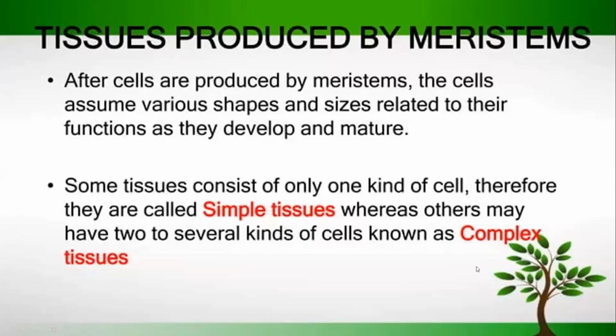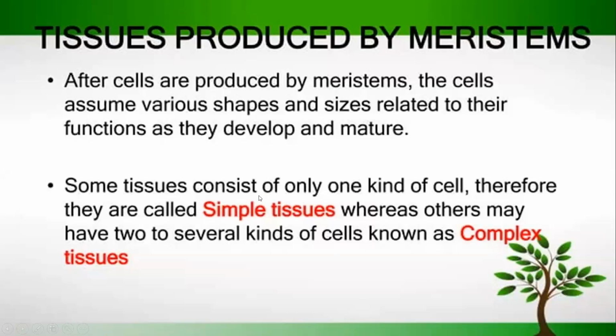So after cells are produced by the meristems, the cells assume various shapes and sizes related to their function, and they develop and mature. So after the cell division, what happens? They are in different shapes and sizes and they perform different functions.